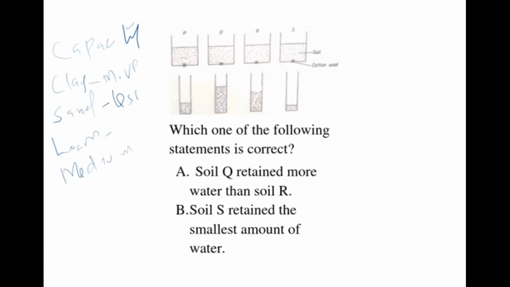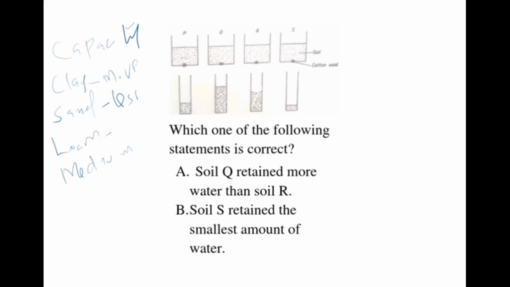Therefore, looking at the experiment that was performed, we can get the correct statement. A. Soil Q retained more water than R. When you look at the water levels in the container, it tells us which soil retained more water than the other. Looking at Q, more water was collected, meaning that less was retained. Then we have R. When you look at the amount of water here, it is less than that in Q. Therefore, the statement is wrong.